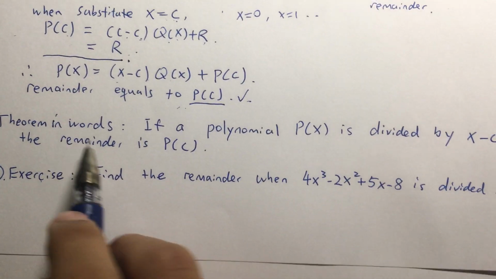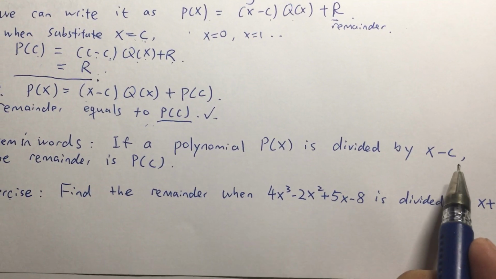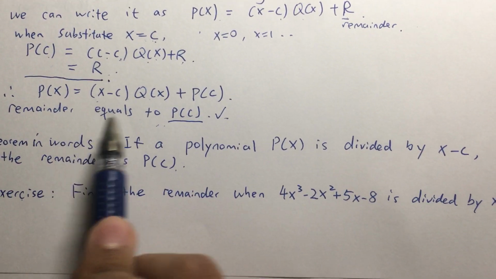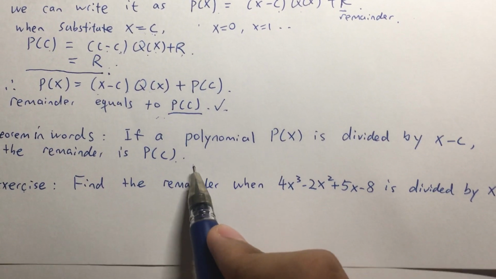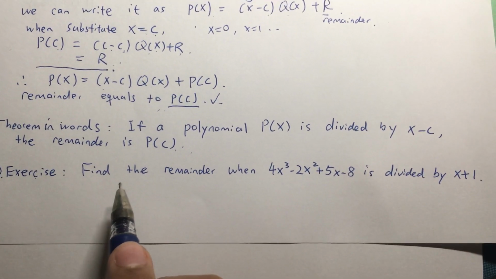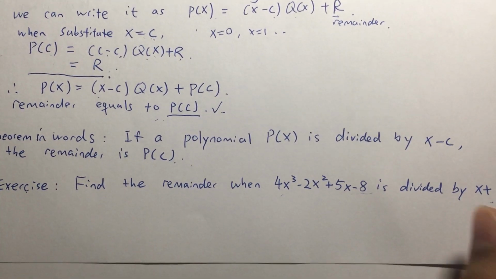So the theorem in words: if a polynomial P(x) is divided by x minus c, the remainder is P(c), which we got already. So now let's have an exercise. Find the remainder when this polynomial is divided by x plus 1.